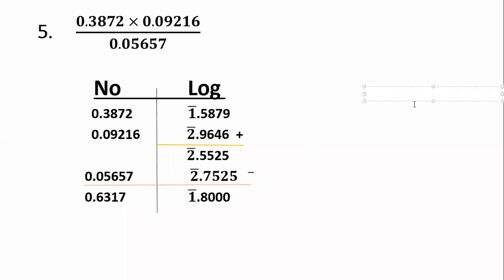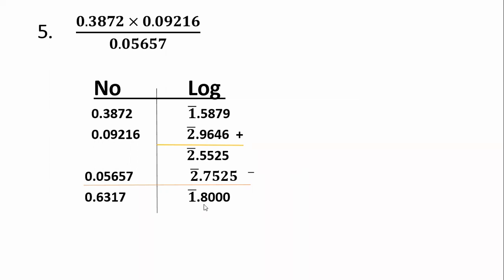We are borrowing 1, so it changes to minus 3. Minus 3 minus minus 2. Minus and minus, like I told us earlier, we change to minus 3 plus 2, and that will give us minus 1, bar 1. That's why you're having this as bar 1. So what you see is bar 1.